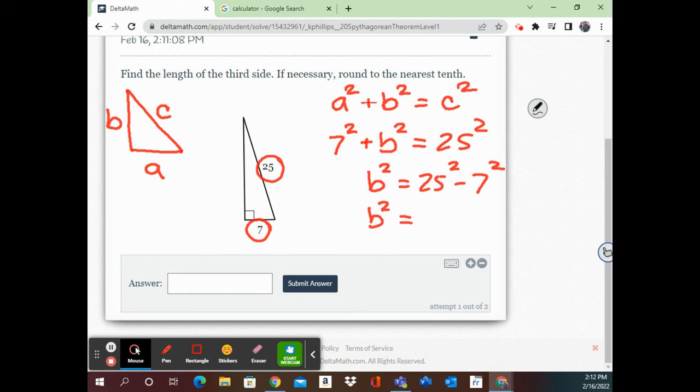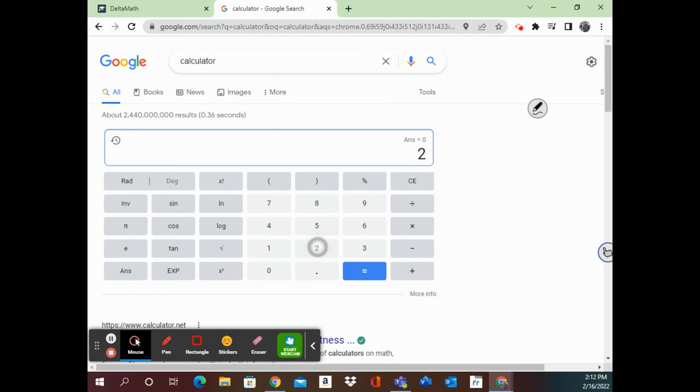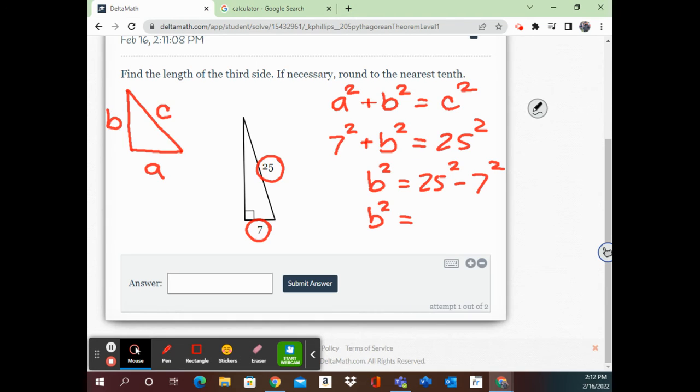So what I do know is that B squared is equal to 25 squared. No, I'm tripping, it's 25 squared. So 25 times 25 is 625. And then we know 7 squared is 49, right? So we have 625 minus 49, right? And that's going to give us an answer.